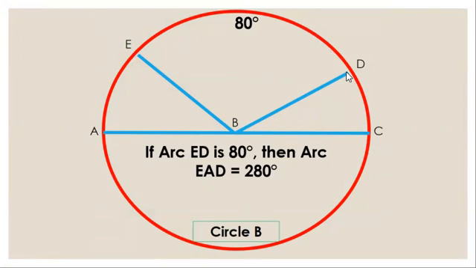So again po, we all know that the measure of a circle is 360 degrees. That's why, para po makuha yung ating arc EAD, subtract lang po natin yung 80 from 360 degrees. So 360 minus 80, it will give us an answer of 280 degrees. So all in all, the measurement of arc EAD is equal to 280 degrees.